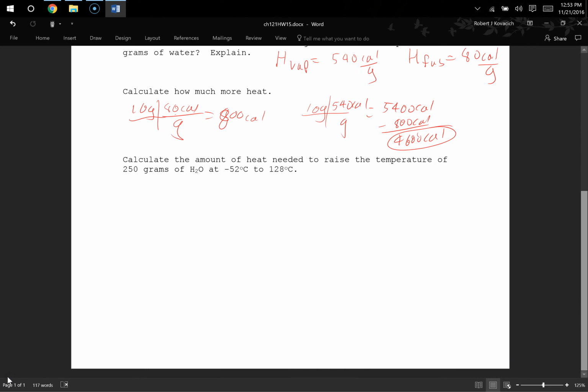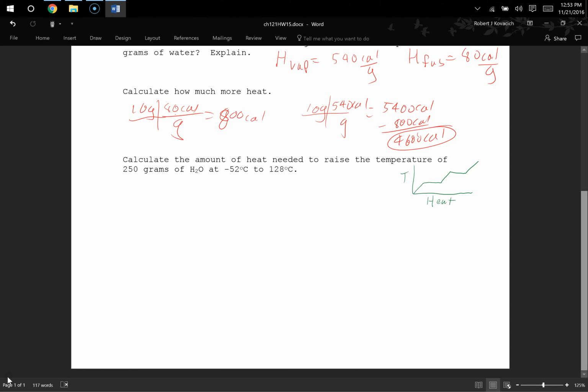So this next one is about a heating curve, and our heating curve would look something like this. So this would be temperature, and then this would be heat added. And so our curve kind of looks like this.